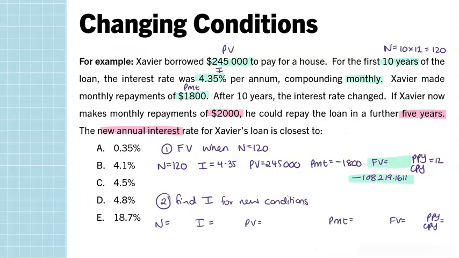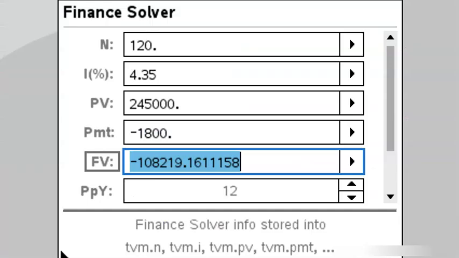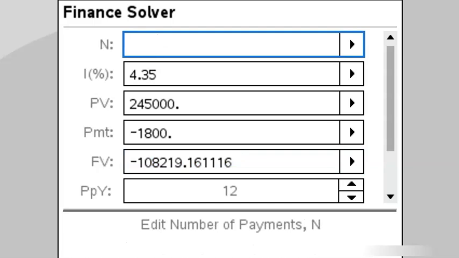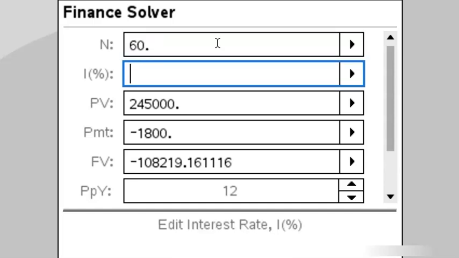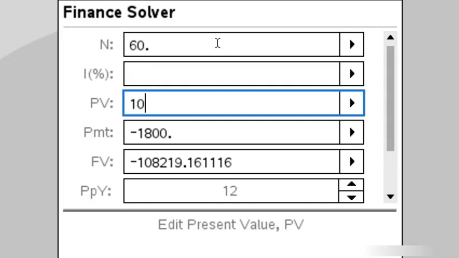And so when we're noting down our process, we are taking that future value and it is going to become the new principal value or starting point. And this time we are then going to solve for our interest rate. So in the calculator, we go back to N. This time it was 5 more years making monthly payments, so 60 payments. We're going to come back and find the interest rate. My PV will now be the 108,219.